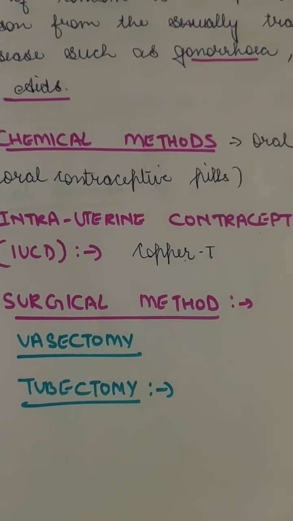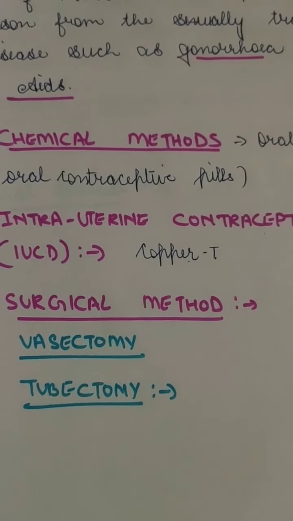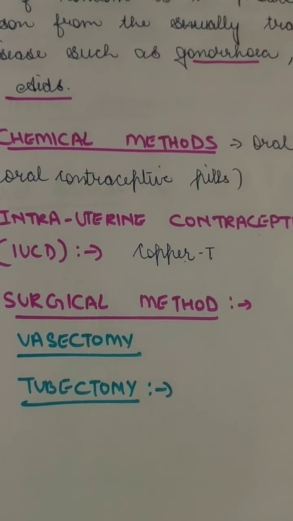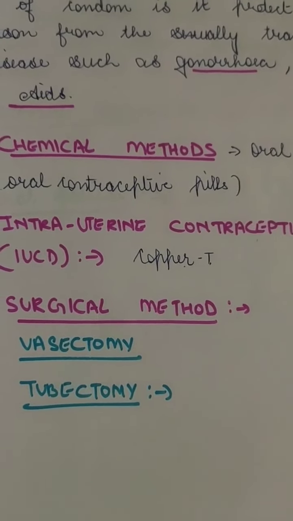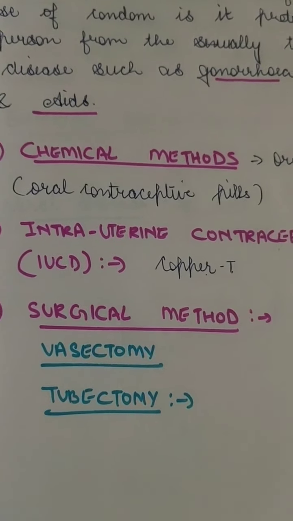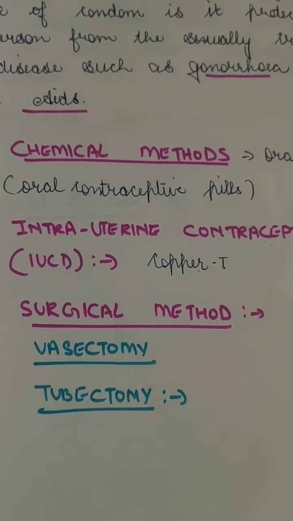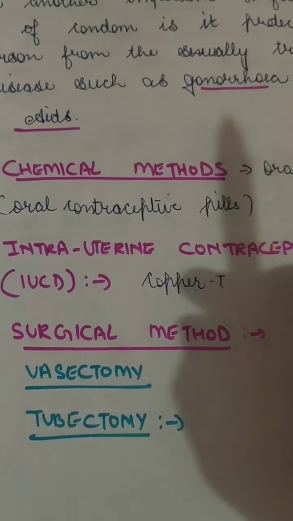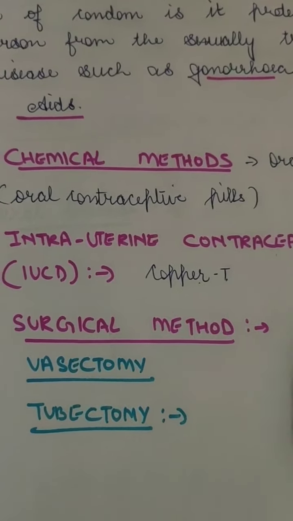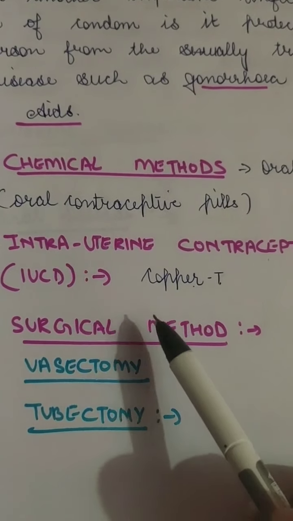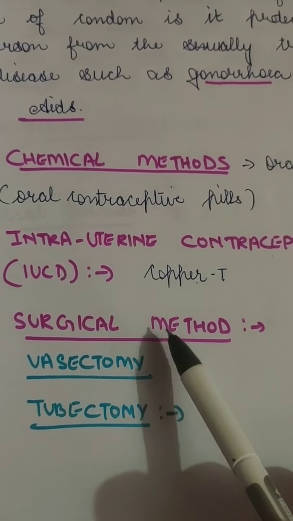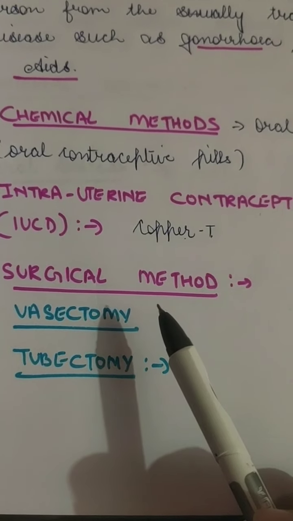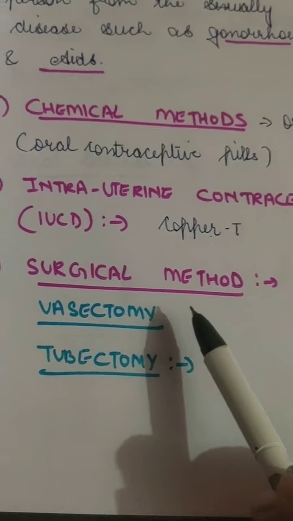I hope you remember, just now I've taught you about implantation. What is implantation? The embedding of the embryo in the thick lining of the uterus is called implantation. So when there is no implantation, the embryo will go out of the body and there is no development of the fetus and no pregnancy, no baby birth. Then this surgical method. Surgical method is birth control. There are two types of methods which are available for male and female both.